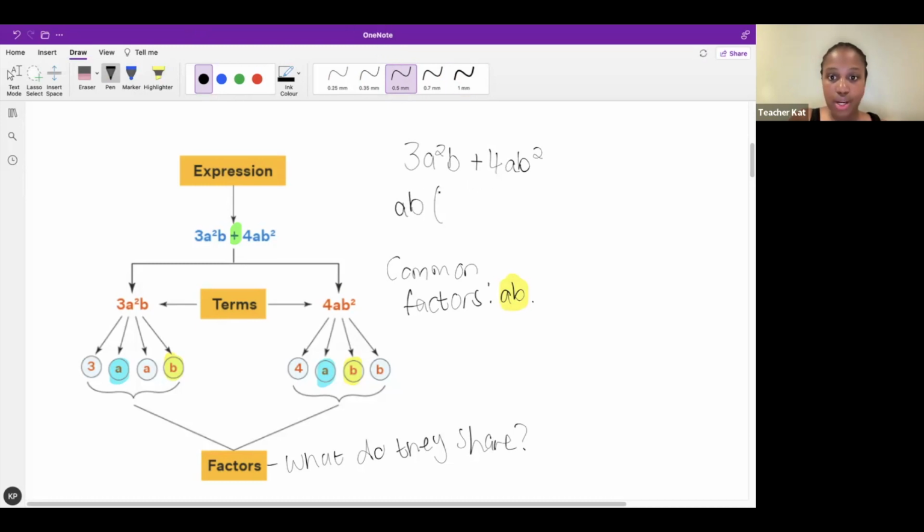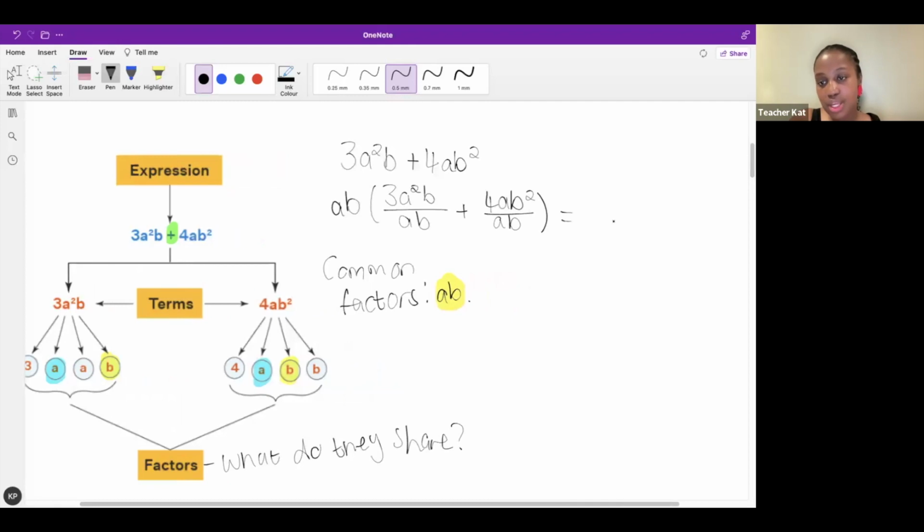How do we know what's left over, guys? You take your original terms, so 3a squared b, and you divide them by the factor that you just removed, which is ab. Okay, and then, of course, we have to simplify. So for the first term, I'll be left with a 3, 1a. And the rest of them are gone because they divide into one another. Do you guys see that? So the B will divide into the B, and the A will divide into one of the A's, but we still have one that is left. Hence, it is still in my bracket.